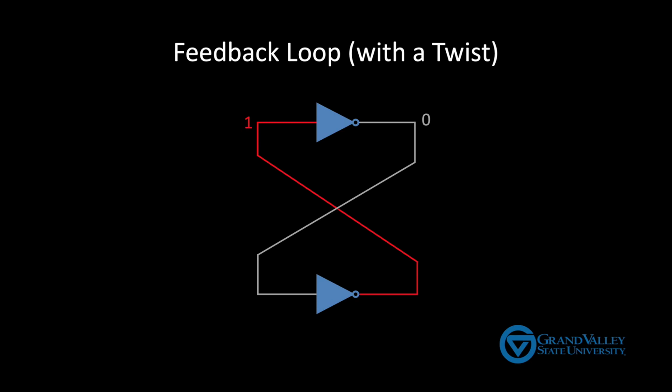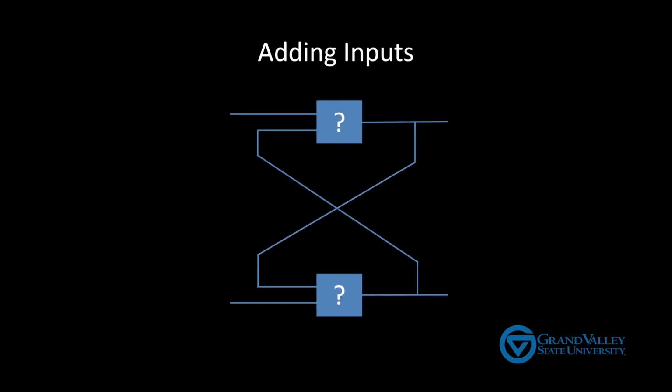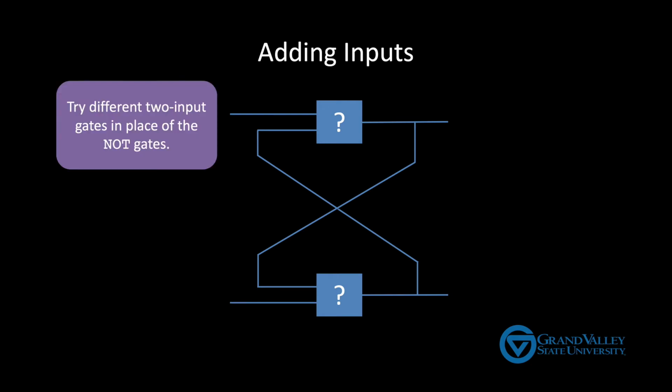So we need to figure out how to incorporate some external input. To do this, we'll change the NOT gates to 2 input gates. The second pin for each gate will be our external inputs. So pause the video and try some different 2 input gates and see which ones lead to useful circuits.